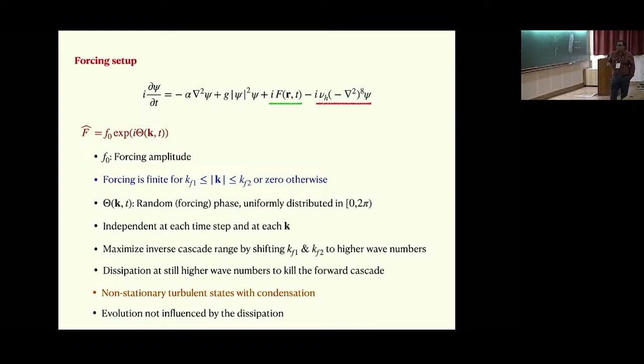To maximize the inverse cascade, I'm going to have my forcing at very high wave numbers. For example, if I'm doing 512 cube simulations here, I will be forcing in a shell between 130 and 131. Dissipation at still higher wave numbers is there, and I will kill it by introducing an artificial dissipation mechanism, for example, hyperviscosity. What I will get is a non-stationary turbulent state with condensation, and the evolution is not going to be influenced by dissipation if I tune my artificial dissipation mechanism effectively.